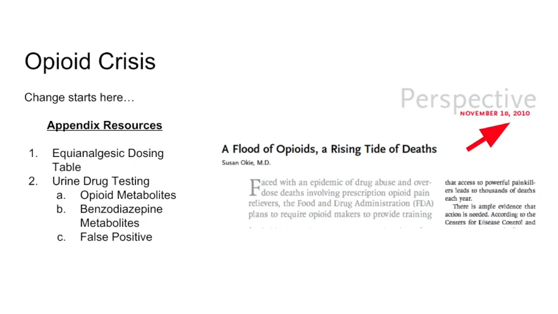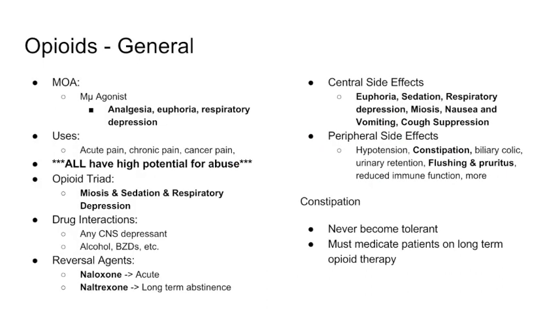In addition, I also have a couple of urine drug screening testing tables. Some of the opioid metabolites you can see when you're testing someone's urine, some of the benzodiazepine metabolites that can occur, and then finally, some false positives. There are quite a few drugs that can cause false positives in urine drug screens. So just a bunch of information as you go forward on your rotations, if you're ever interested. All right.